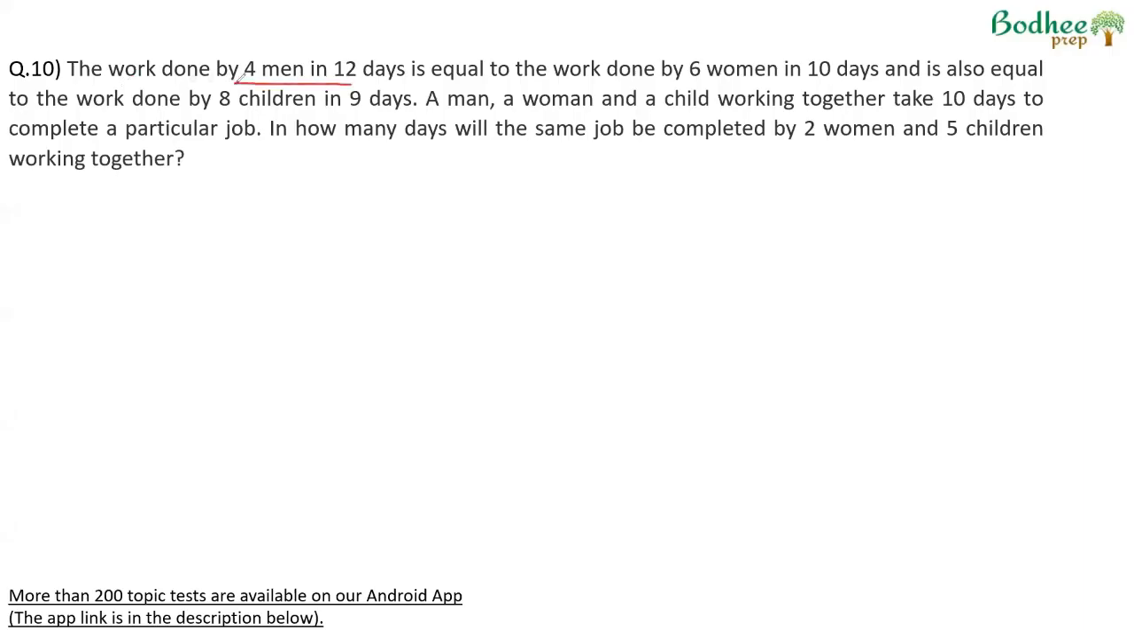Work done by 4 men in 12 days is equal to work done by 6 women in 10 days. 60, 20, 48, and 60. 240 is also equal to the work done by 8 children in 9 days. 8 9s are 72. 48 and 60. 240, 360. 360, 480. 360.